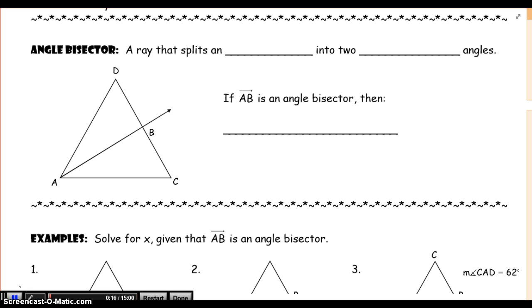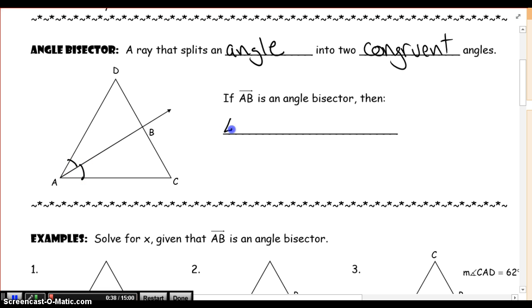An angle bisector is a ray that splits an angle into two congruent angles. So what this is saying is that if ray AB is an angle bisector, then that angle right there is congruent to this angle right there. Or in other words, we could say angle DAB is congruent to angle CAB.